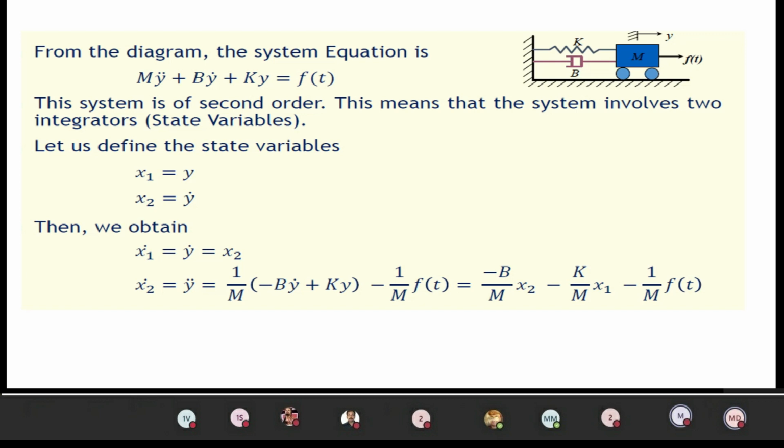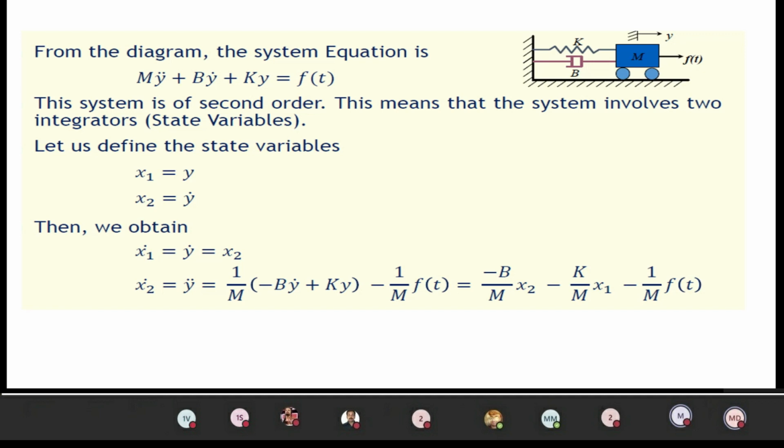If you want to determine y double dot, you have to take m to the other side. You will get 1 divided by m into minus b y dot and minus k y. If you take the minus common outside, you will get b y dot plus k y. Then minus 1 divided by m into f of t.